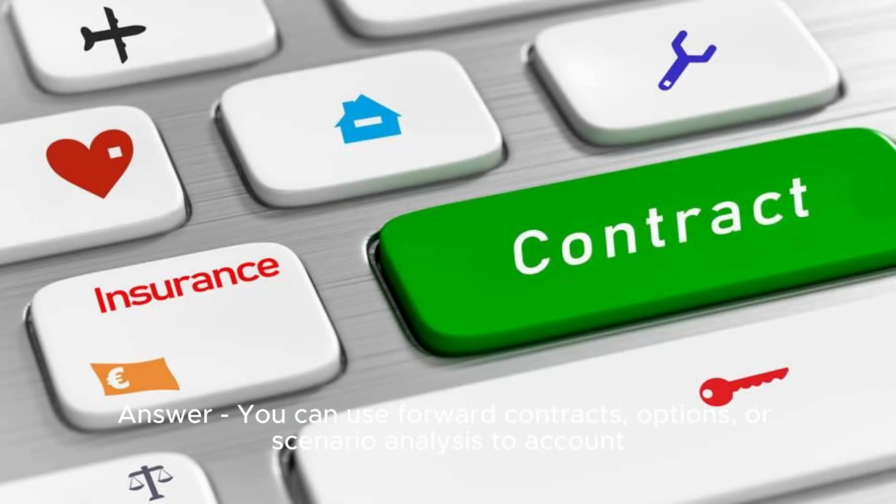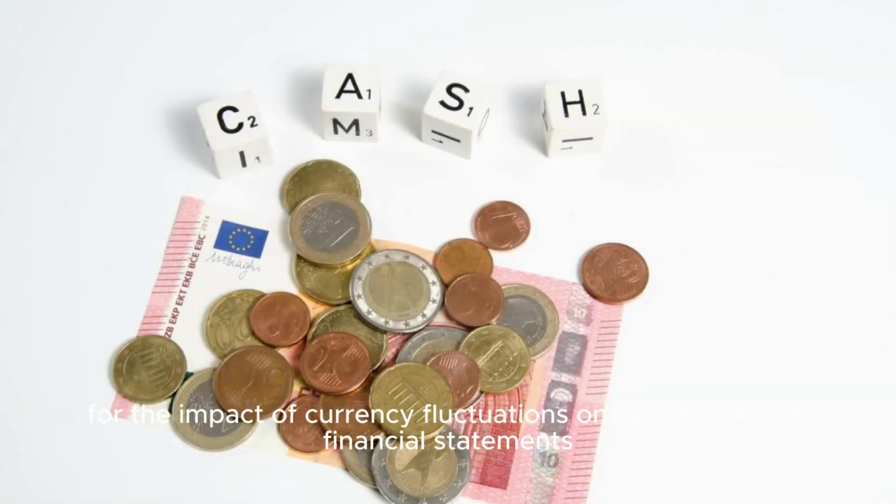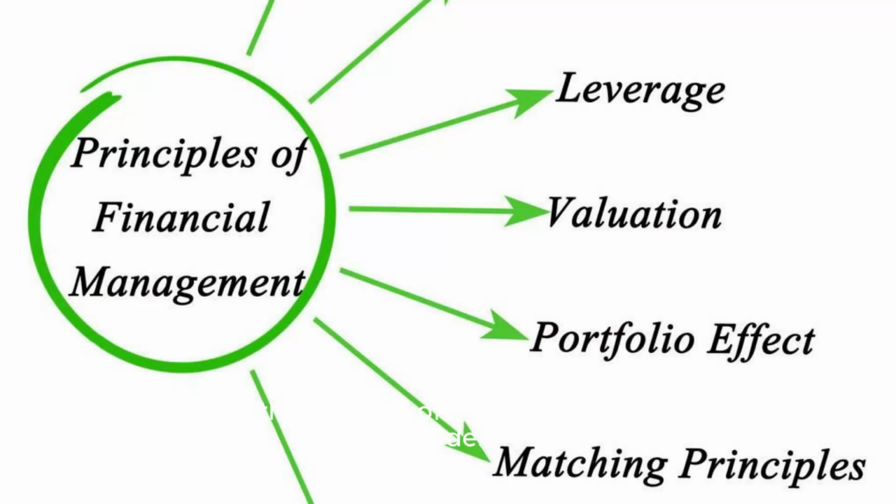47. How do you handle foreign exchange rate risk in financial modeling? Answer: you can use forward contracts, options, or scenario analysis to account for the impact of currency fluctuations on cash flows and financial statements.